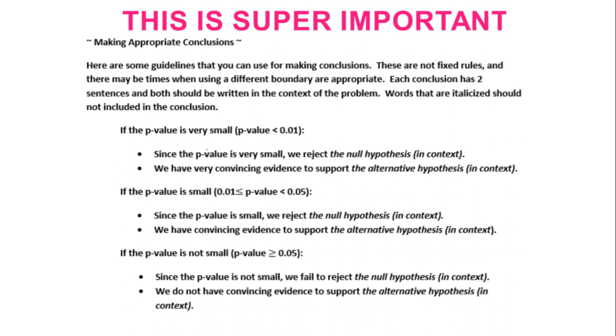When you write these out, and we will go over this a bunch, you will not put null hypothesis. You will put the actual wording of the hypothesis. If the p-value is small, which is between 0.01 and 0.05, not including 0.05, you also reject the null hypothesis. If it is greater than or equal to 0.05, which is 5 out of 100, you would fail to reject the null hypothesis.